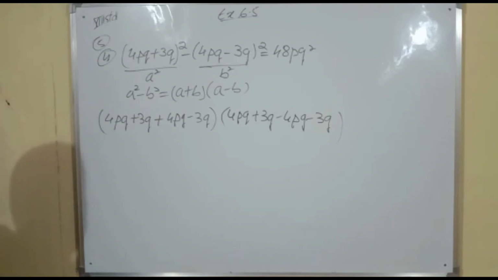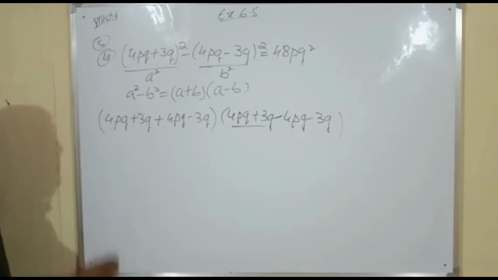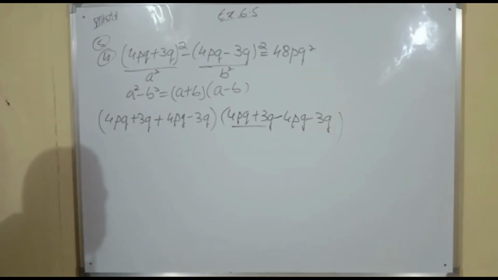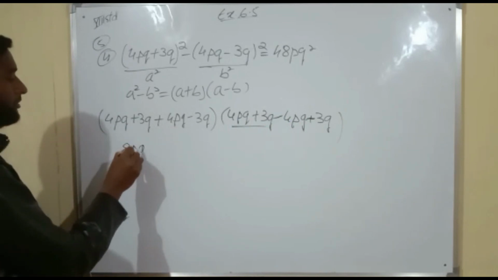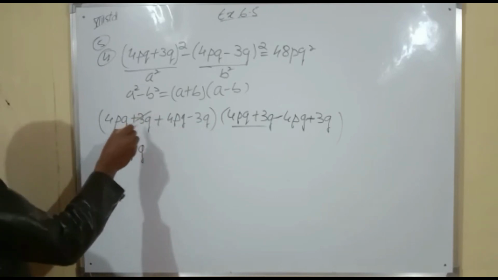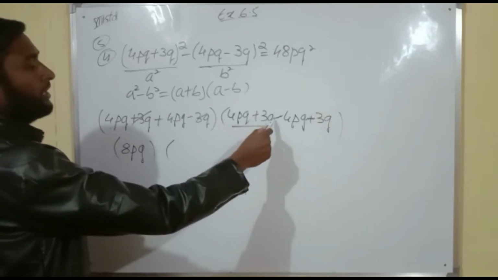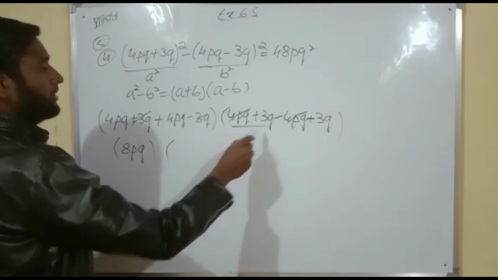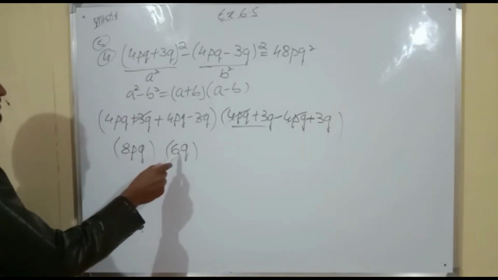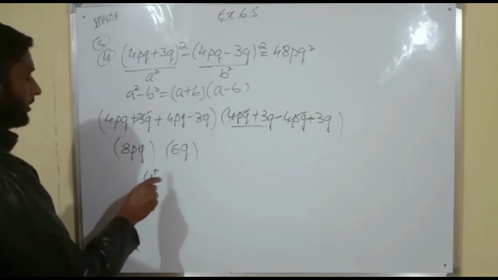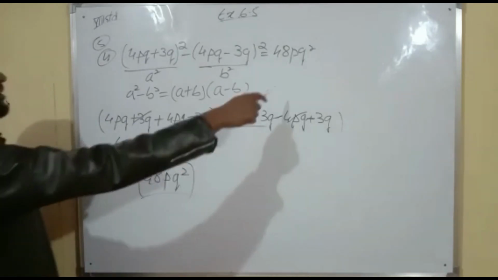The minus of minus changes here, minus into minus becomes plus. 4pq plus 4pq is 8pq, and plus 3q minus 3q cancel out each other, so we get 8pq. Into the bracket, plus 4pq minus 4pq cancel out each other, and 3 plus 3 is 6q that remains. So 8pq into 6q: 8 times 6 is 48, p is there, q into q is q square. 48pq square, that is what I want here.